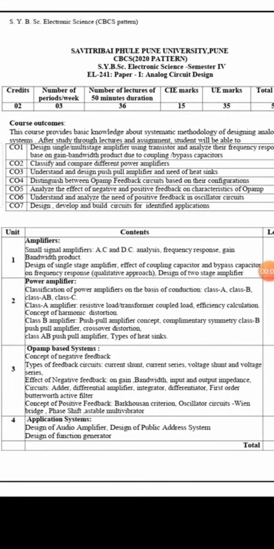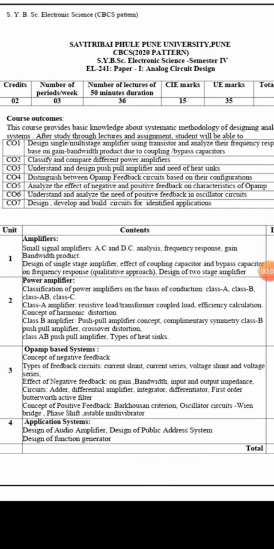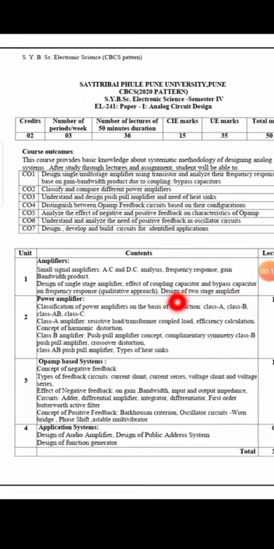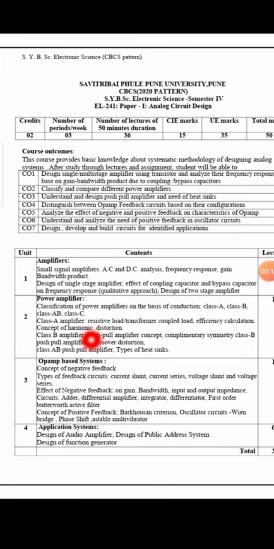Next we are going to study design of two stage amplifier. If two amplifiers are connected to each other, then it is known as a two stage amplifier. Chapter 2 is power amplifier. In this chapter we are going to study the classification of power amplifier on the basis of conduction, that is class A, class B, class AB and class C amplifier. In class A amplifier we are going to study resistive load, transformer coupled load, efficiency calculation, concept of harmonic and distortion.